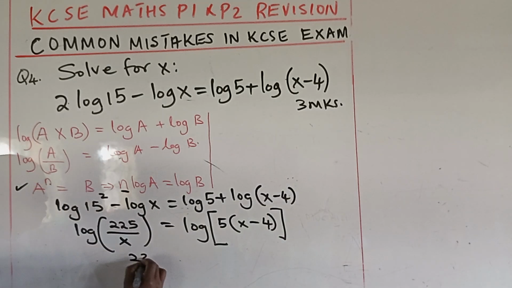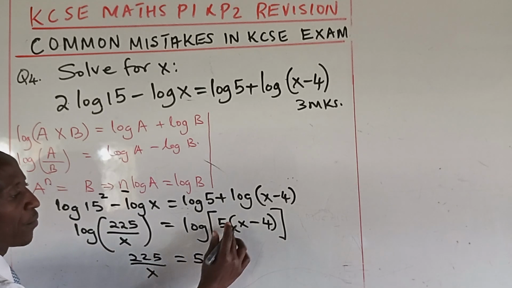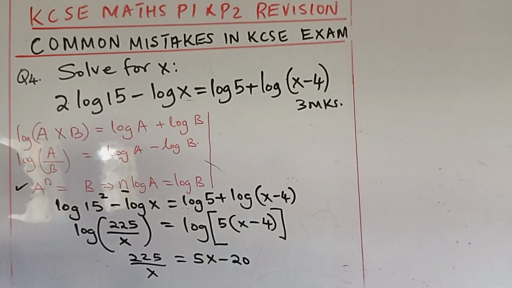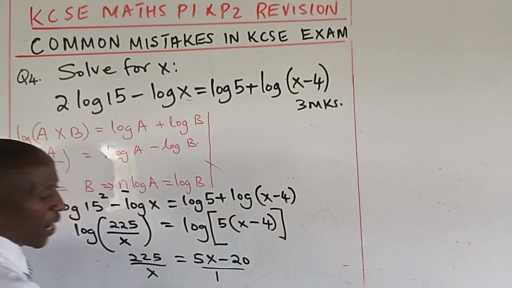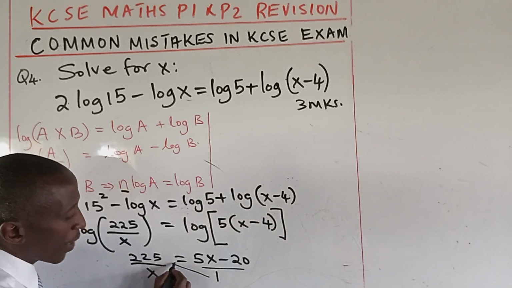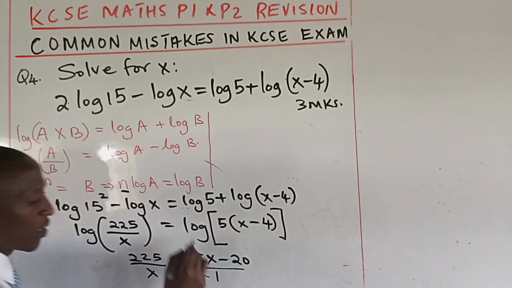At this level, the third step is to drop the logarithms. So we shall have 225 all over x, and that is equal to 5 times x minus 4. You can open the brackets and get x minus 20. So that is a very crucial step, and we are leading to a quadratic equation. We need to cross multiply so that we have a linear equation.